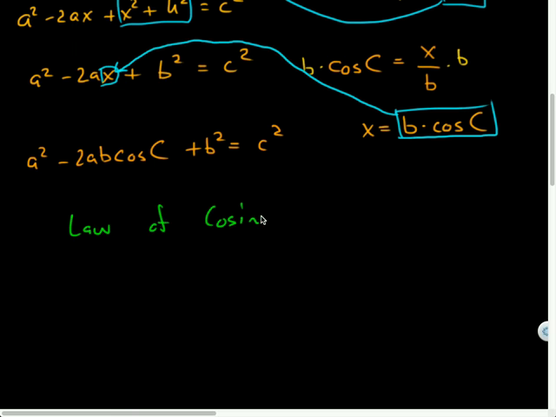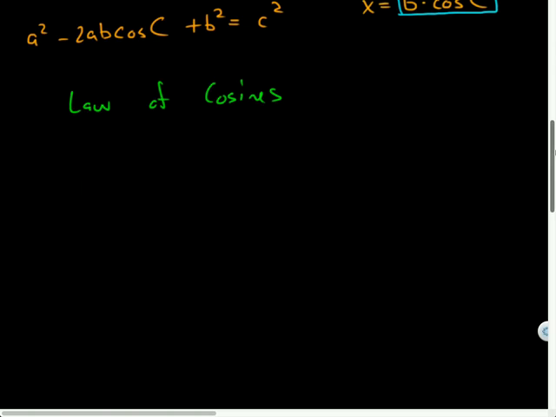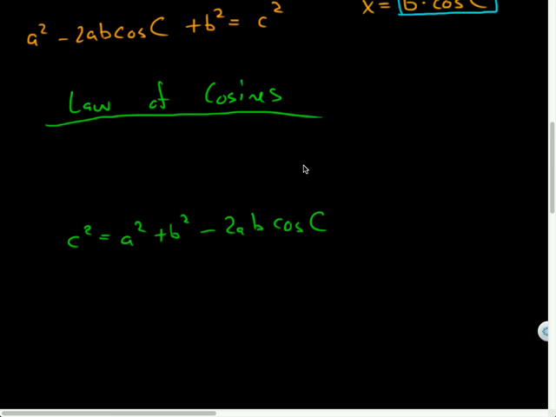Actually, it comes in three forms, the third of which will be little c squared is equal to a squared plus b squared minus 2ab cos C. So c squared equals a squared plus b squared minus 2ab cosine of C. So that's the third form. The first form will be in terms of a squared. The second form will be in terms of b squared.